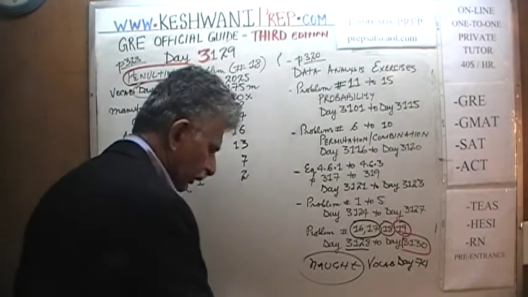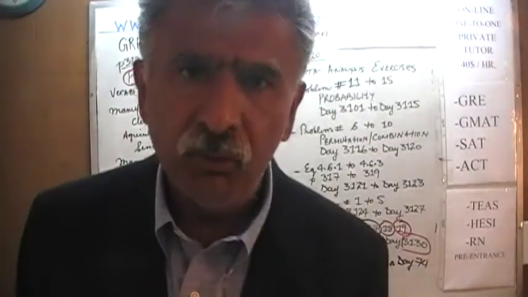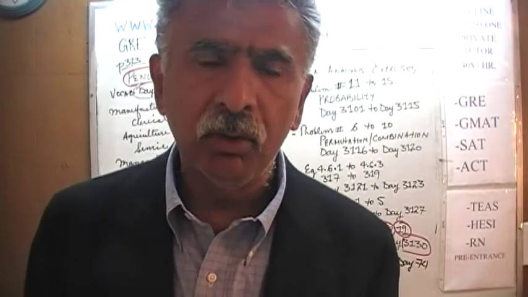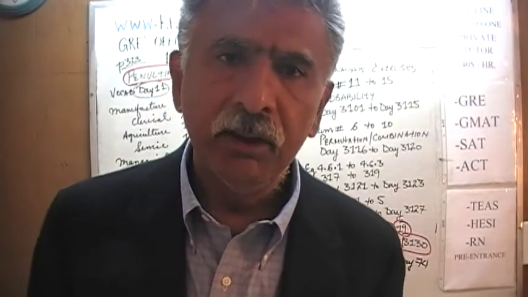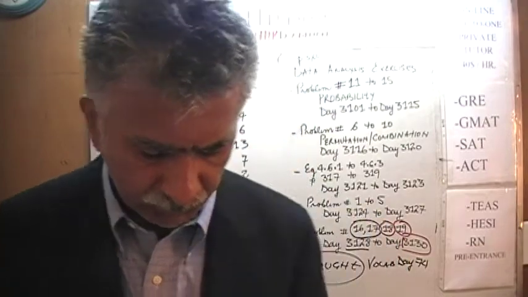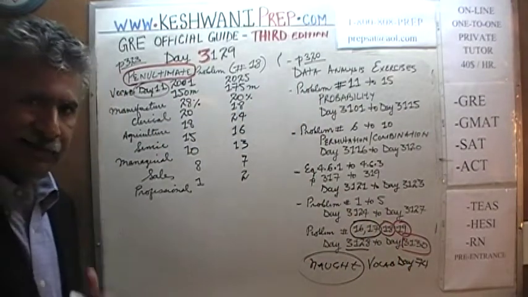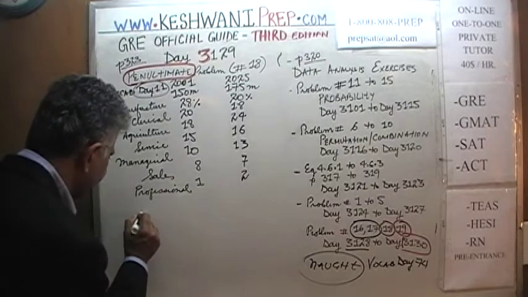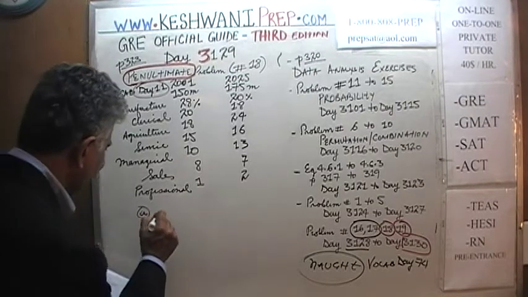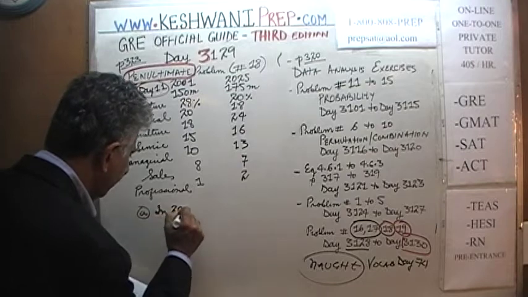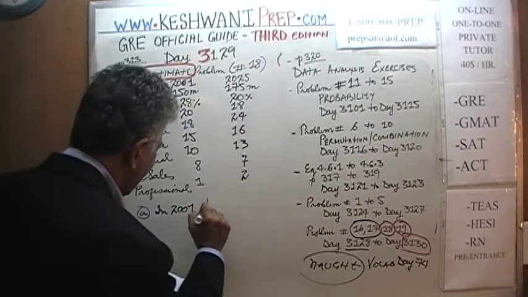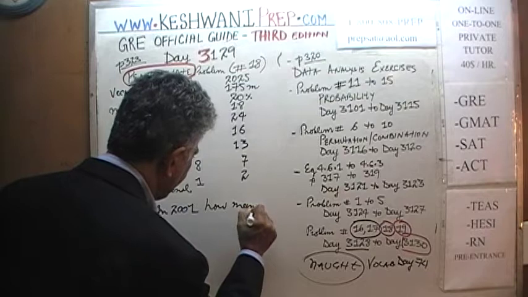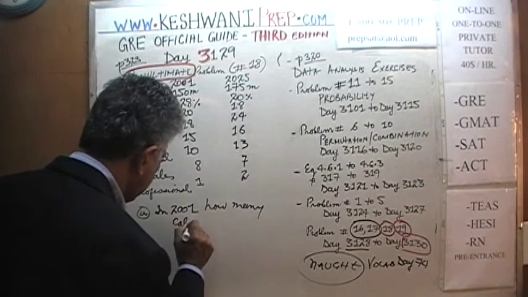Let's look at the first question. It is important that you have the book in front of you, as I always remind you. Turn to page number 323 and read the problem with me as we are doing it. Don't just depend on my reading the problem to you. That's not how it goes. Part A says, in 2001, how many categories?